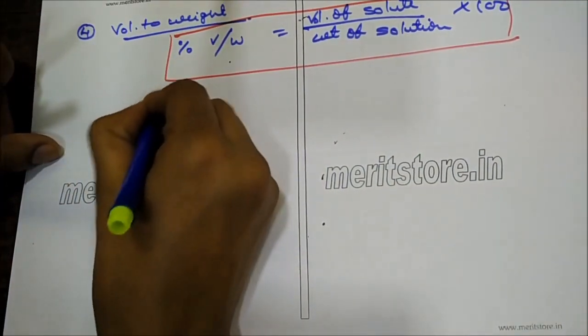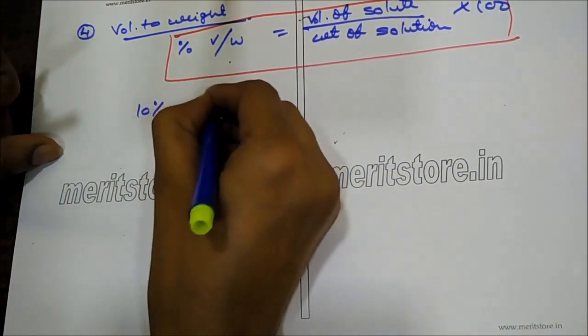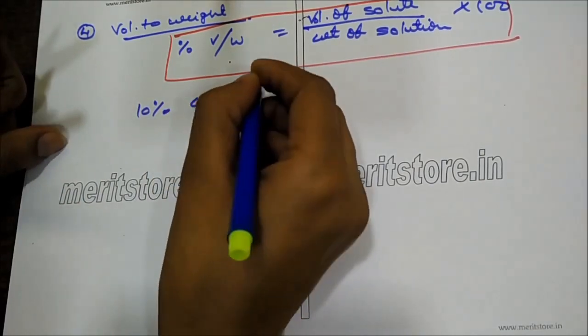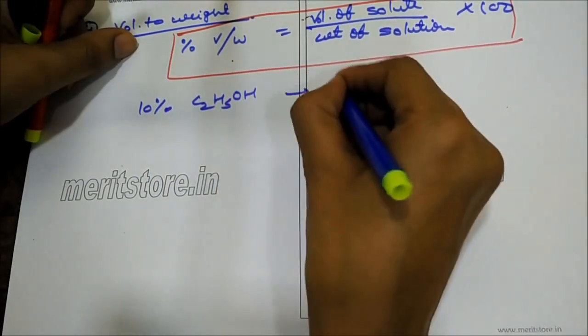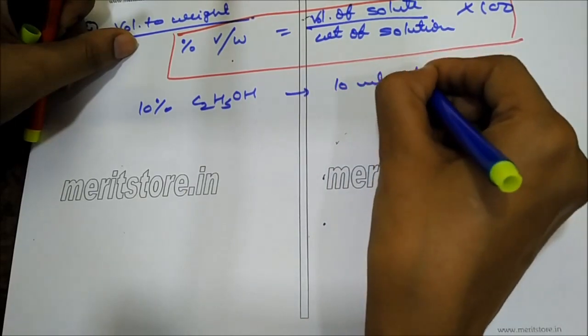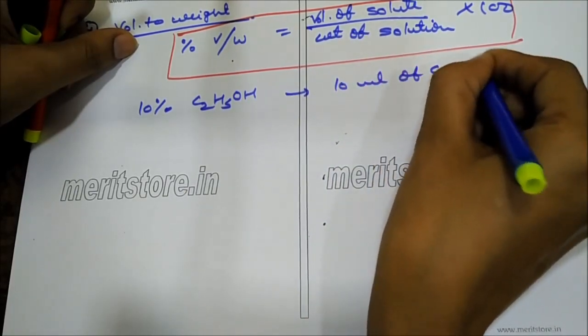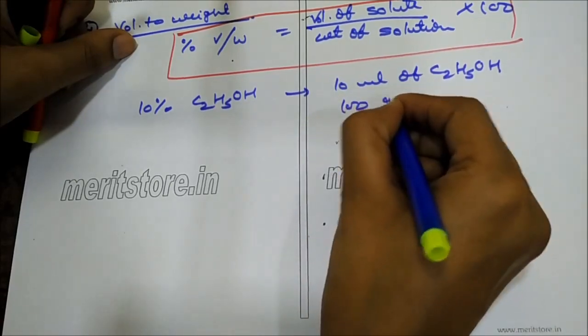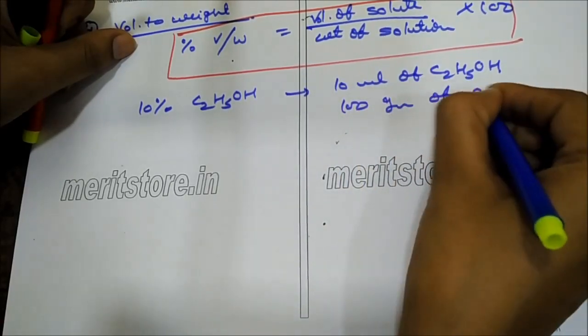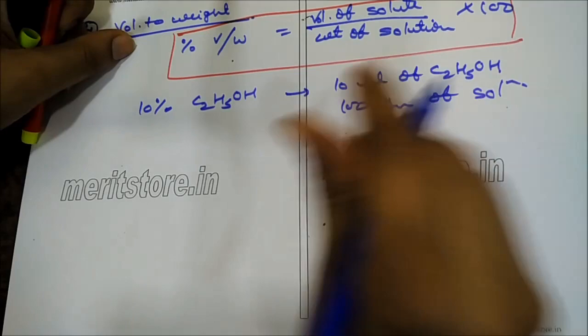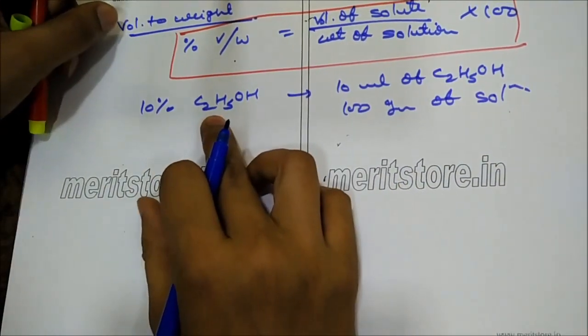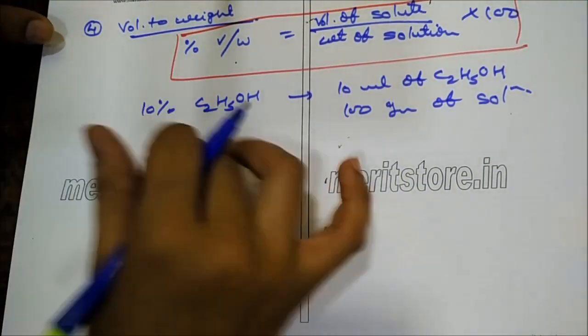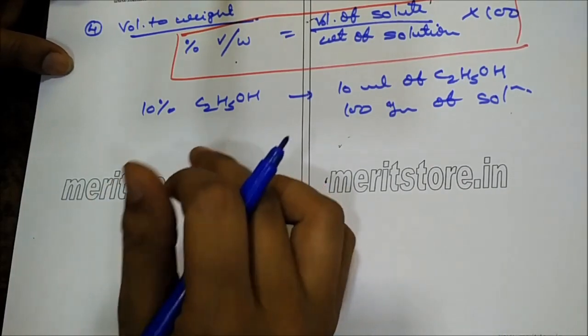If we take 10% of ethanol, we'll write 10 ml of ethanol in 100 gram of solution. It will make 10% ethanol. These were the percentage concentration.